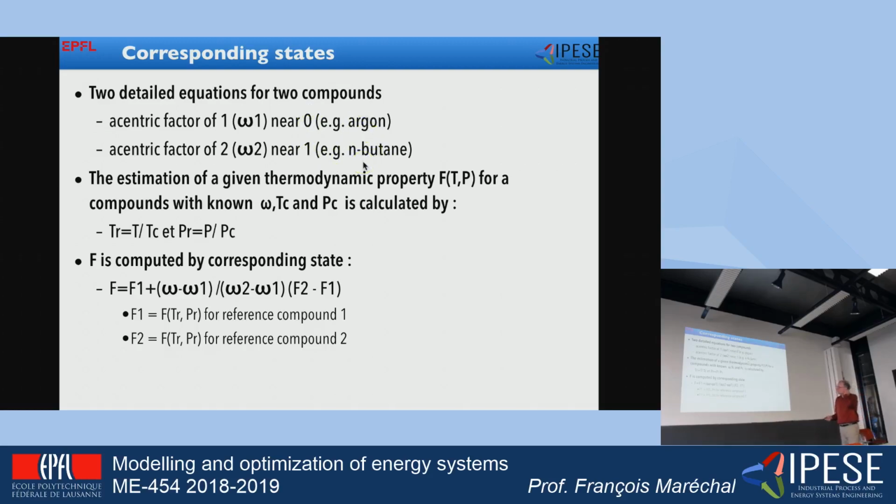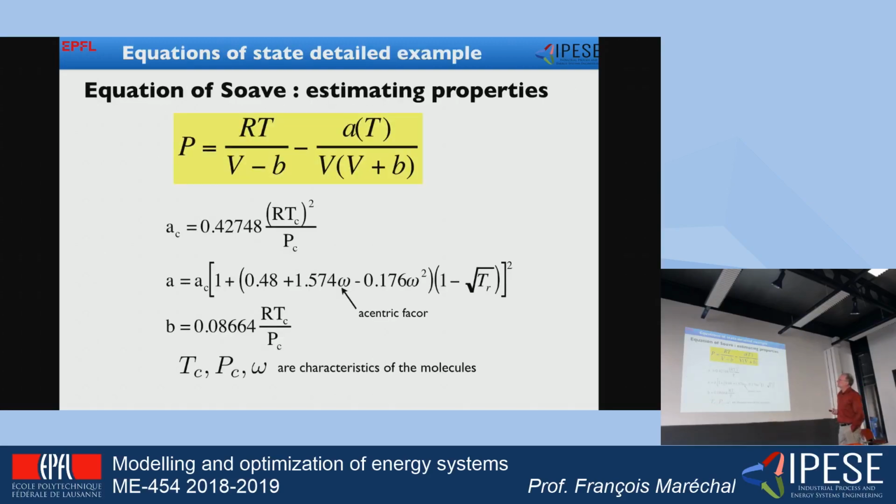And by using this weighting trick that is here, okay, I will be able to calculate any of the properties of any of the compounds based on the fact that I know the property of the compound for argon and butane. Okay. This is the trick of the corresponding states that allows me to estimate what will be the properties if I do not necessarily have access to all the compounds. Okay?